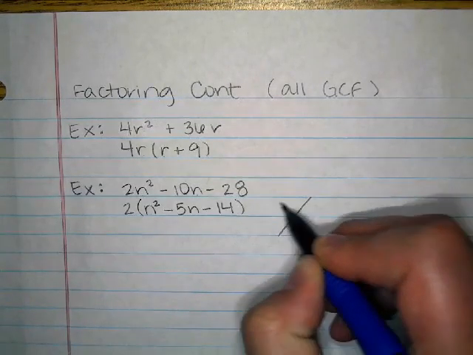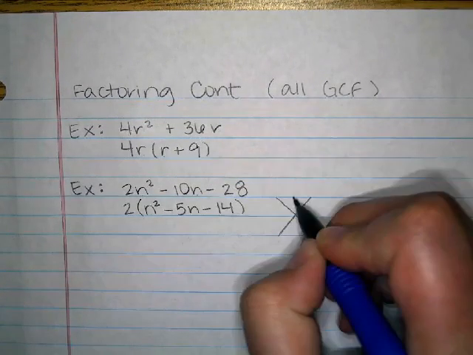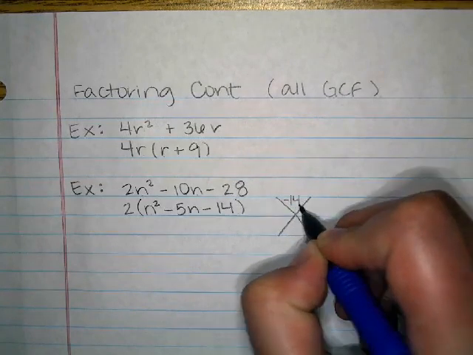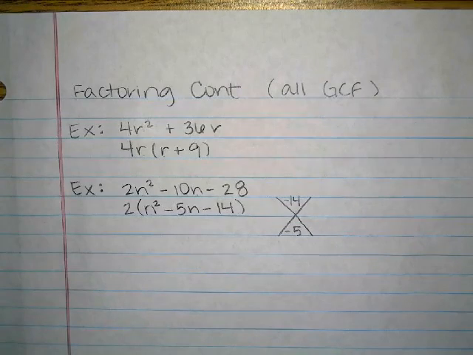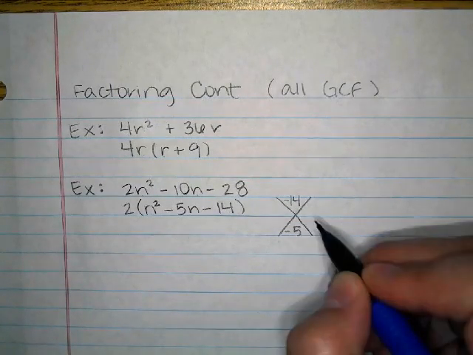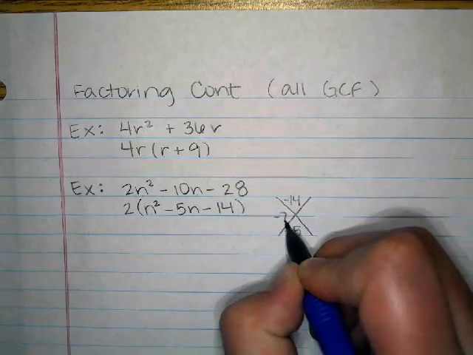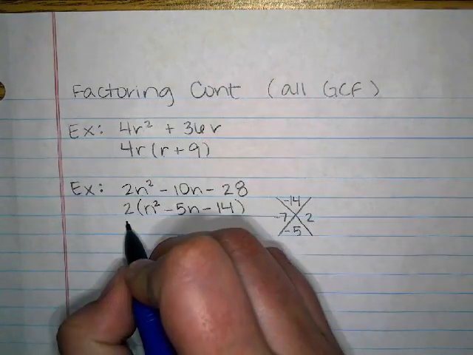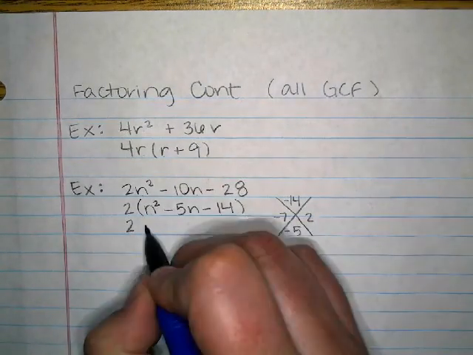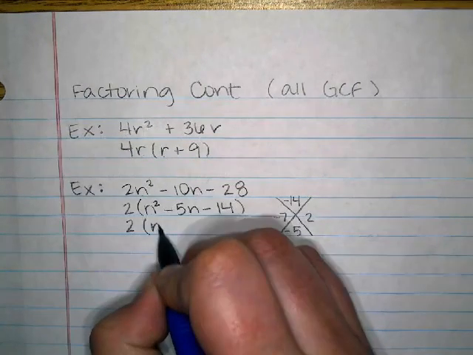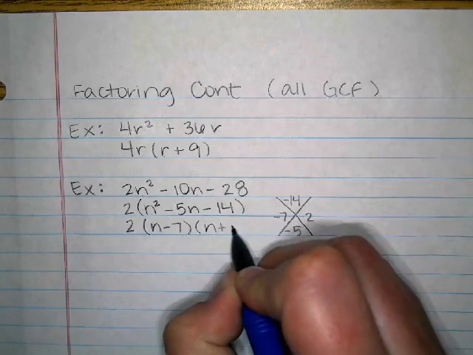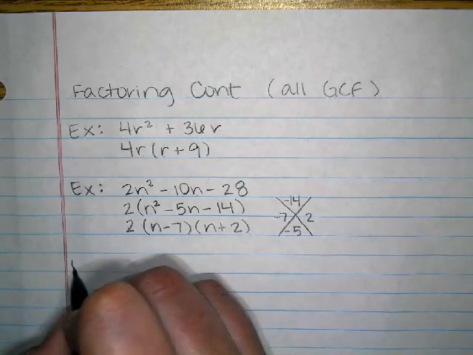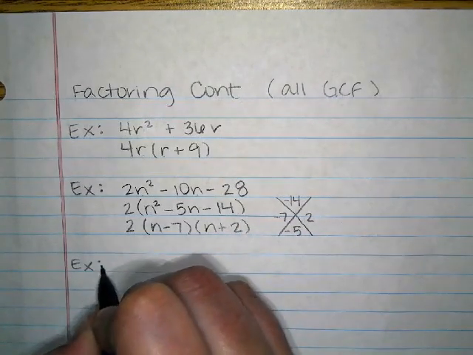So here I'm going to look for two numbers that multiply to negative 14 but add to negative 5. So two numbers that multiply to negative 14 but add to negative 5: negative 7 and positive 2. So I'm going to keep the GCF in the front, and then I've got n minus 7, n plus 2. Okay, let's try another one like that.